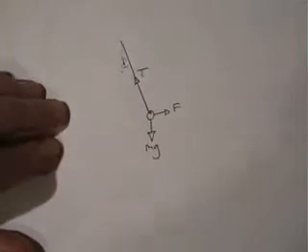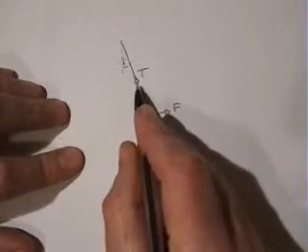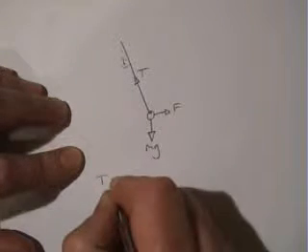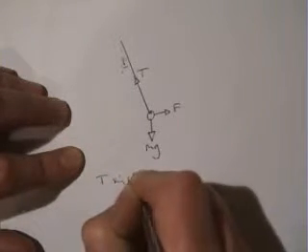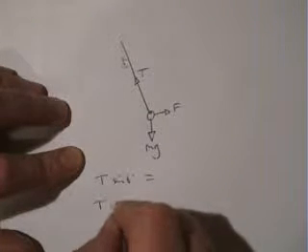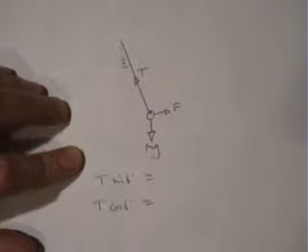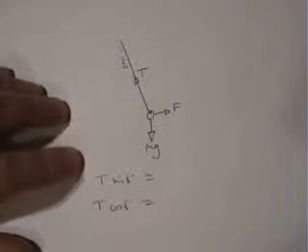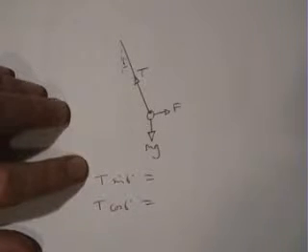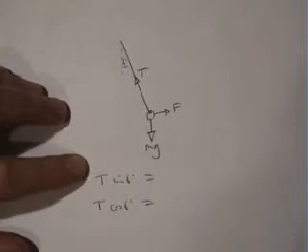So we've got T has got two components. One of them will be T sine 6 degrees. The other one will be T cos 6 degrees. Because that's always what the components are. There's always one that's sine and one that's cos. All we've got to do is get these the right way around. One of these is mg and one of them is F.